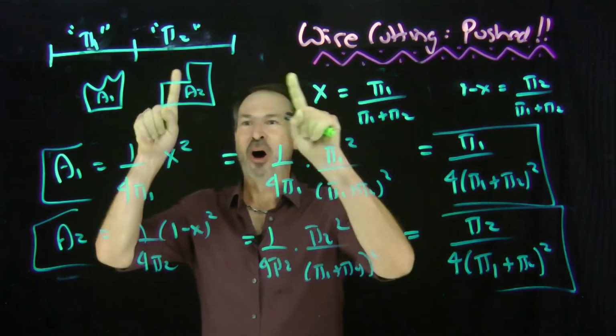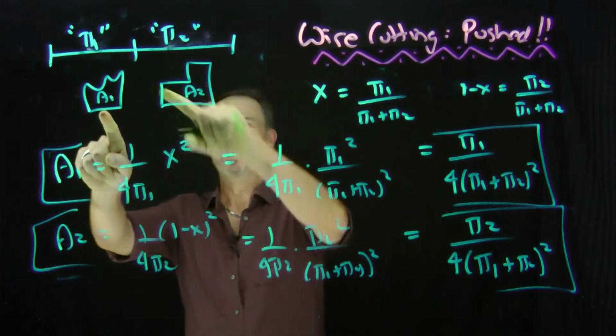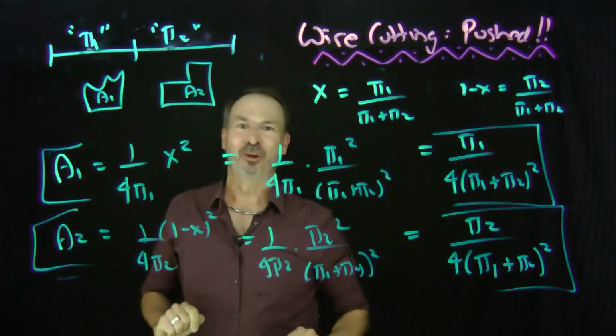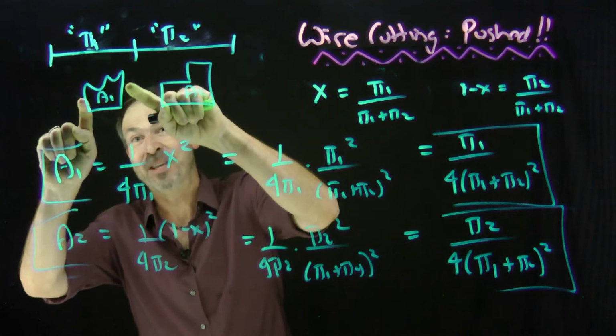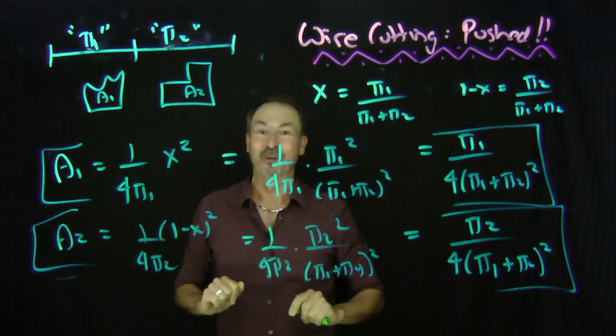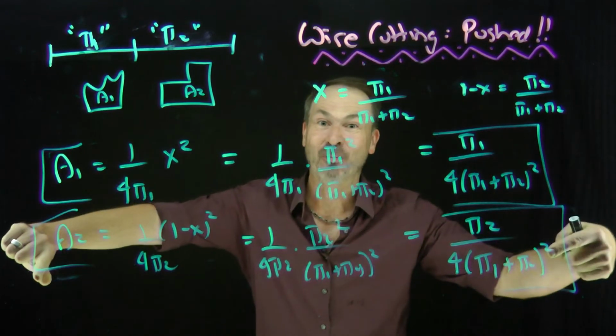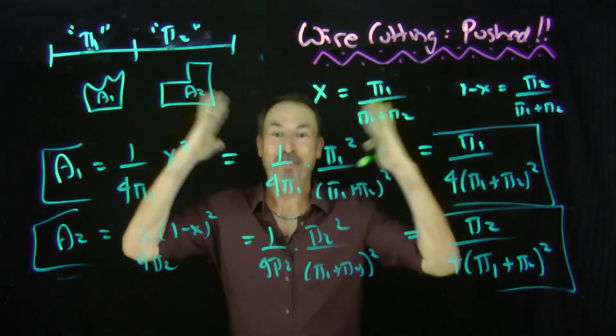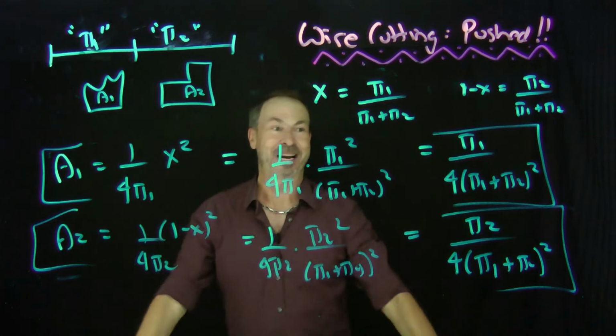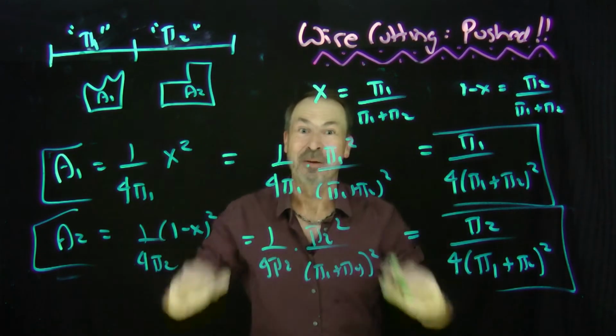All right, at the optimal situation, we have these two pieces. The wire is cut in a pi 1 to pi 2 ratio. That is, the circumference of this piece to that piece is a pi 1 to pi 2 ratio. But look, the areas are also in a pi 1 to pi 2 ratio. Everything is in a pi 1 to pi 2 ratio in this scenario. Whoa, I can see that with the pi's.